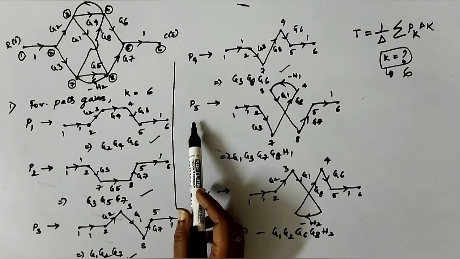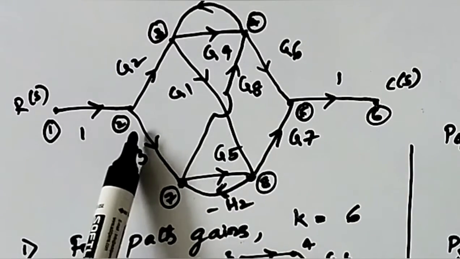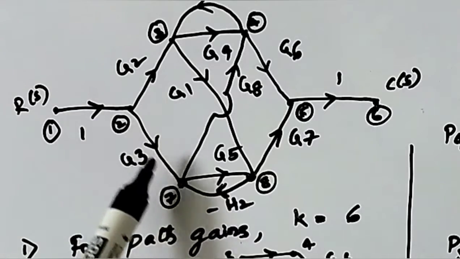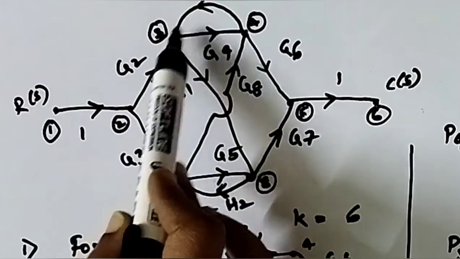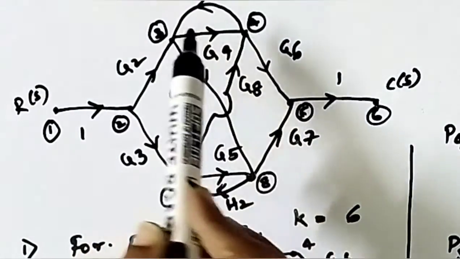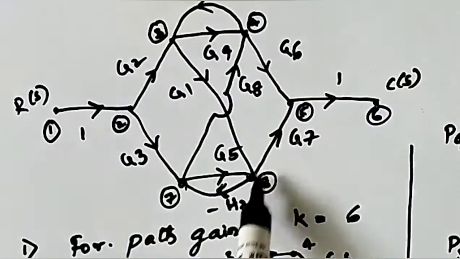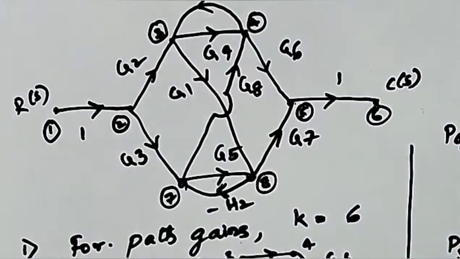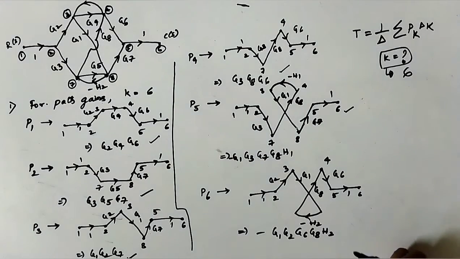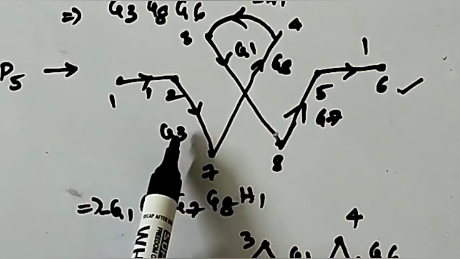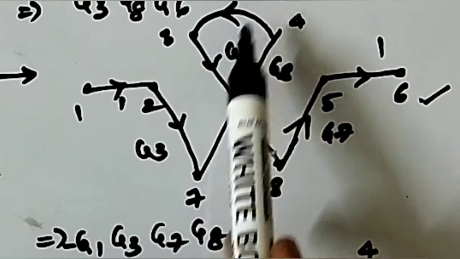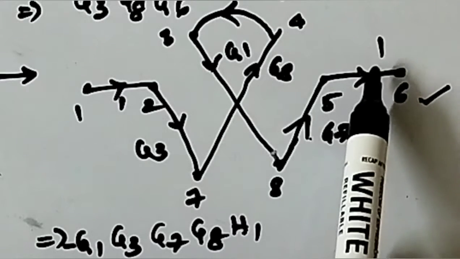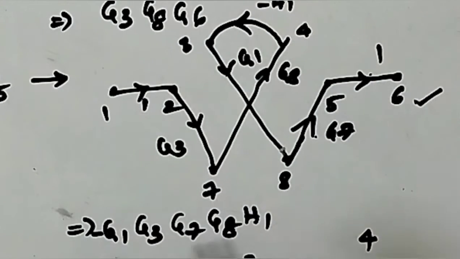Then the next path, 1 to 2, 2 to 7, 7 to 4, 4 to 3, because it is in the same direction, then 3 to 8, 8 to 5 and 5 to 6. Okay, this is the graph. So 1 into G3 into G8 into minus H1 into G1 into G7 into 1. That will give us minus G1, G3, G7, G8, H1.